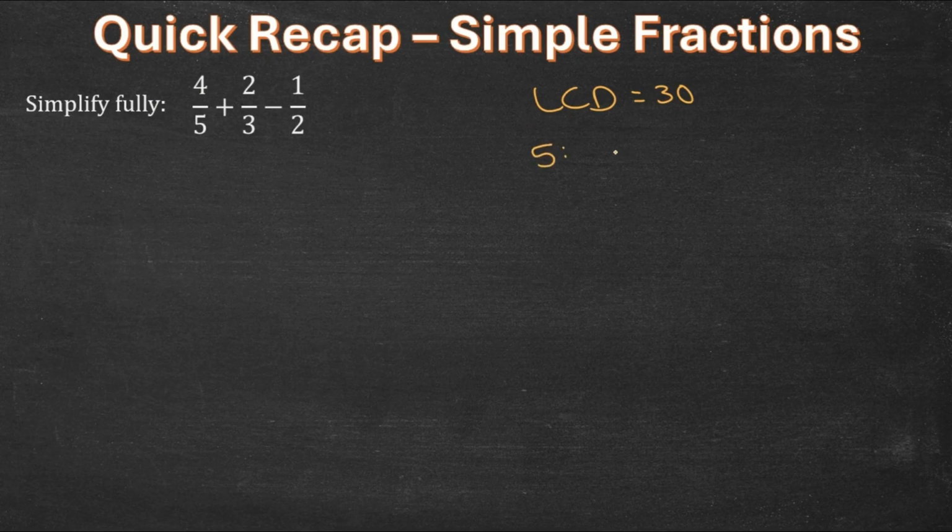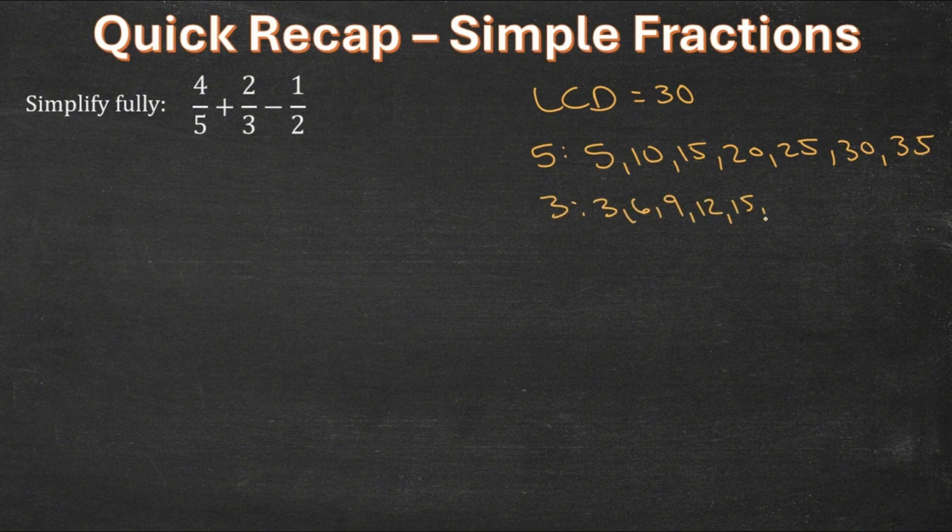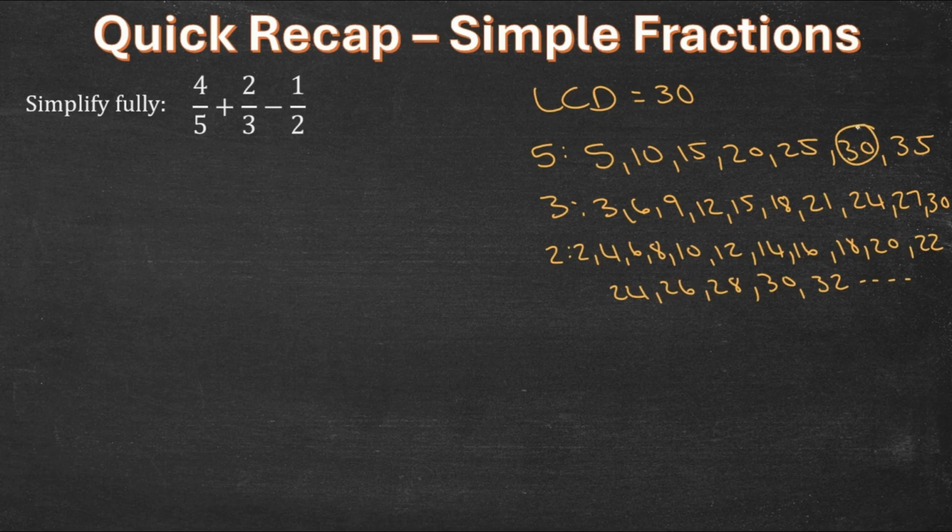Let's list the factors for 5, and the factors for 3, and also the factors for 2. Now note that 30 is the first factor that appears in all three of these denominators. That means that 30 is your lowest common denominator. So what we do now is we replace all the denominators with the lowest common denominator. So I'm going to write 30 plus 30 and minus 30.